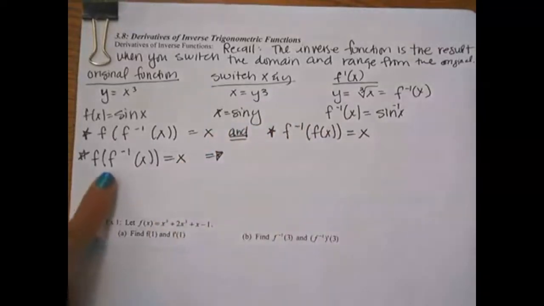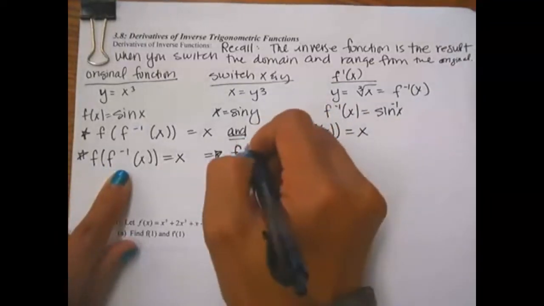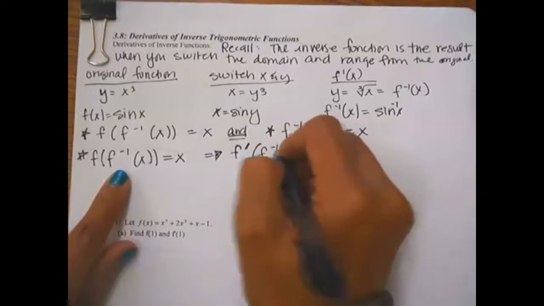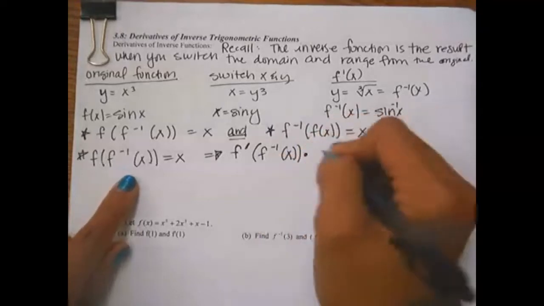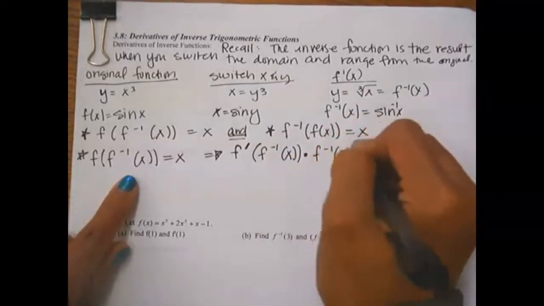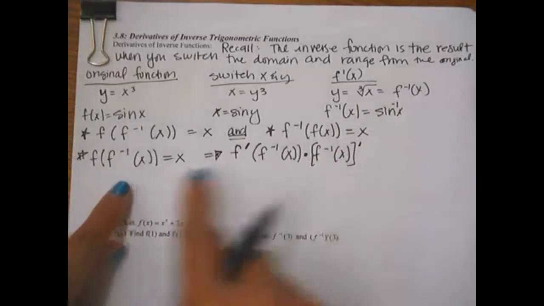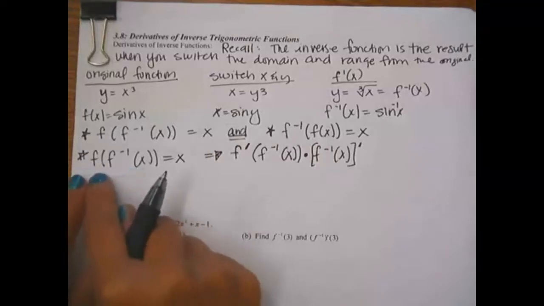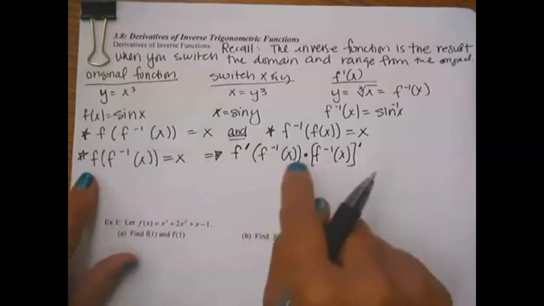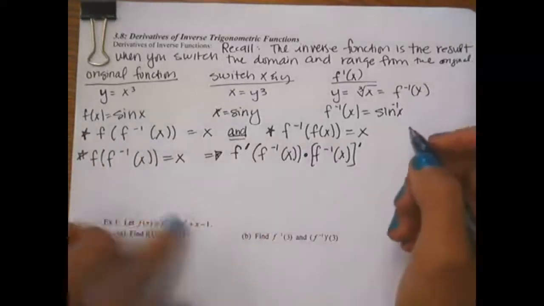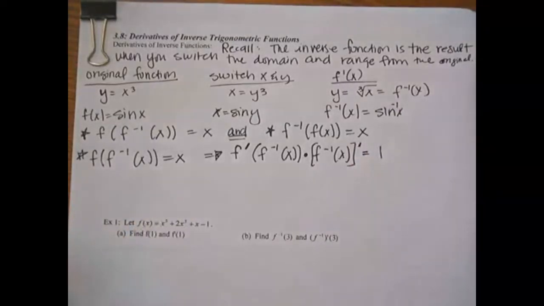I'm going to use the chain rule for this piece. The chain rule says f prime of the inner component times the inner component derivative. When you have a composition, we take the derivative of the outer component with respect to the inner component, times the derivative of the inner component. We're going to take the derivative of x, which is going to be 1. You got it so far?